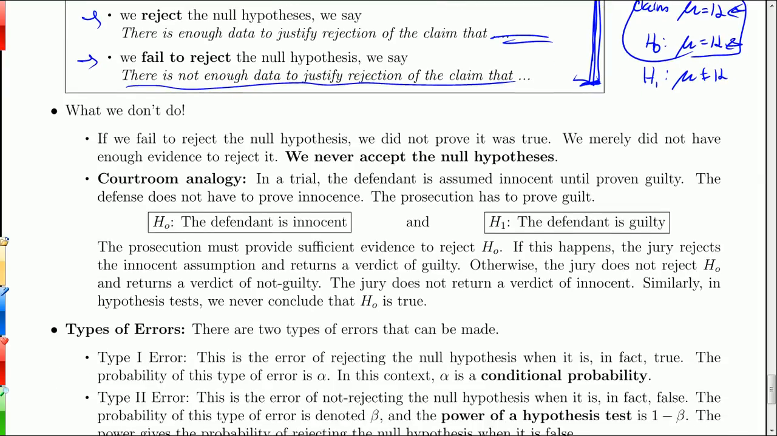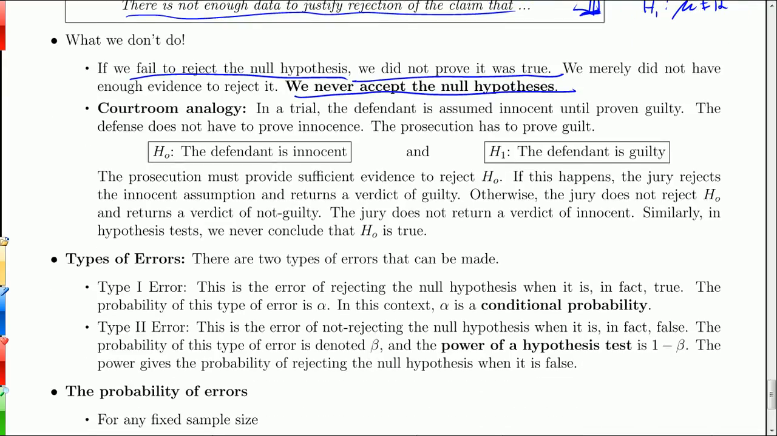So here's the idea. If we fail to reject the null hypothesis, we did not prove it was true. We just didn't have enough evidence to reject it. We never accept the null hypothesis. And it goes like that in a courtroom analogy. The null hypothesis is that the defendant is innocent. You go in there, presumed innocent. And the alternate is that the defendant is guilty.